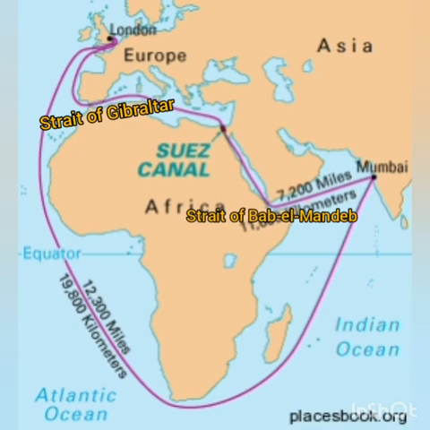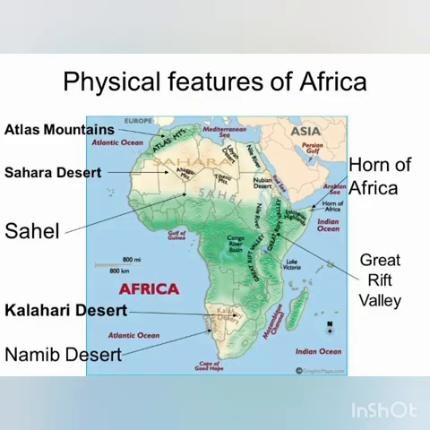Some special physical features like the Great Rift Valley, then the Nile, which is the most important river, flows in Africa. Main deserts like Sahara, Kalahari, Namib are also located in Africa. Congo Basin, which is an important low-lying area, is located in Africa.